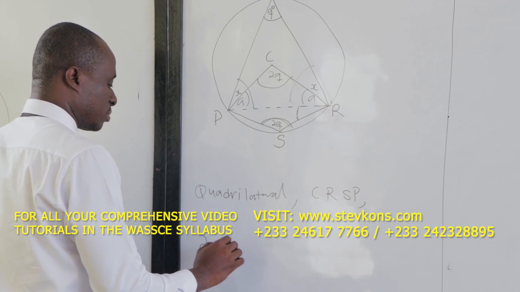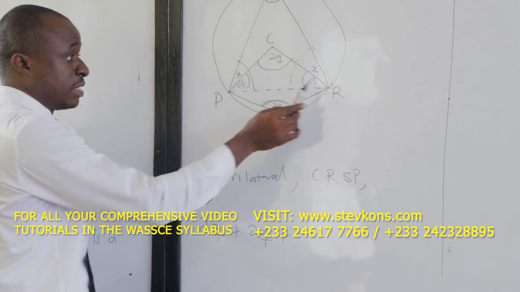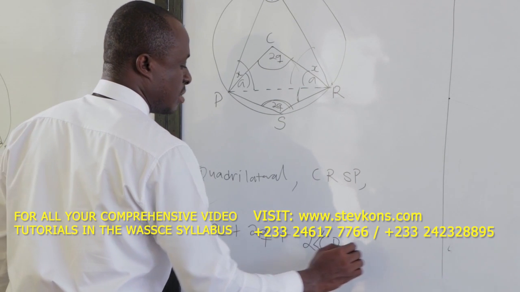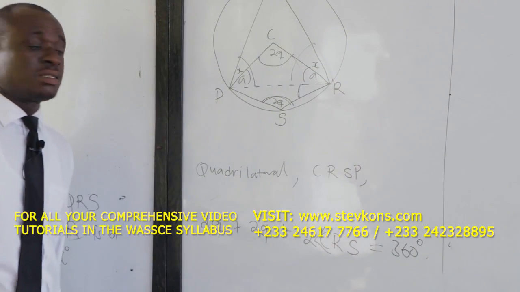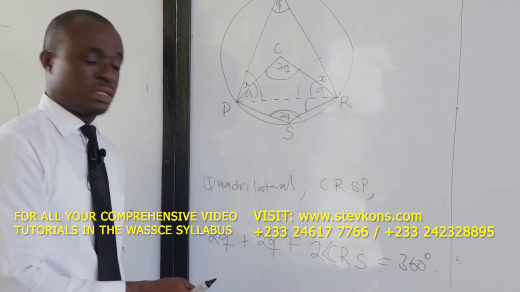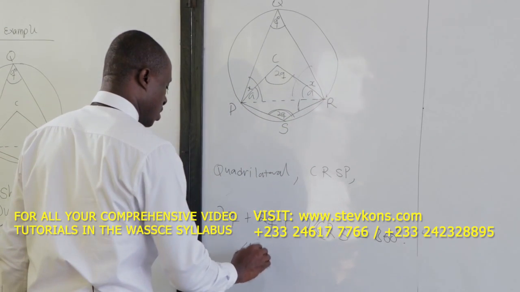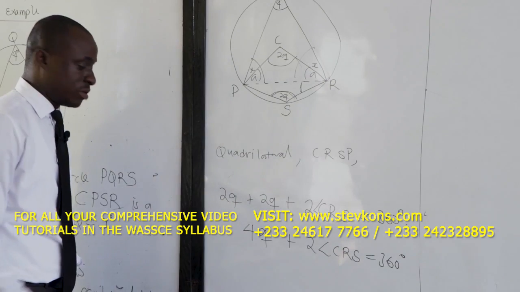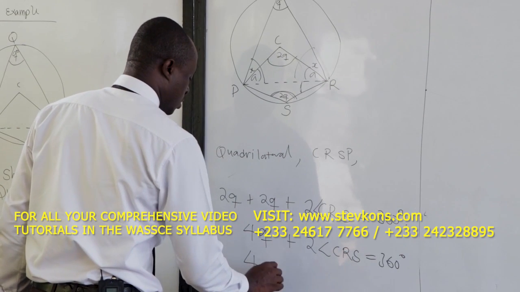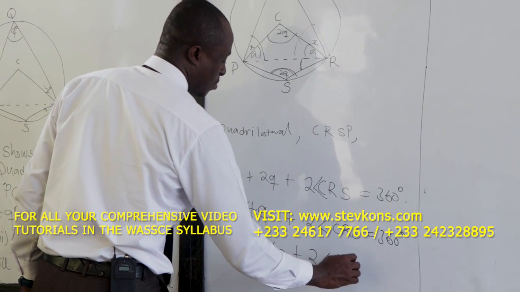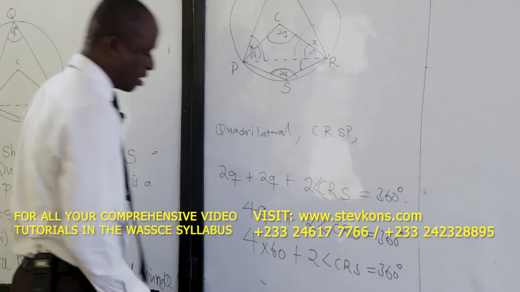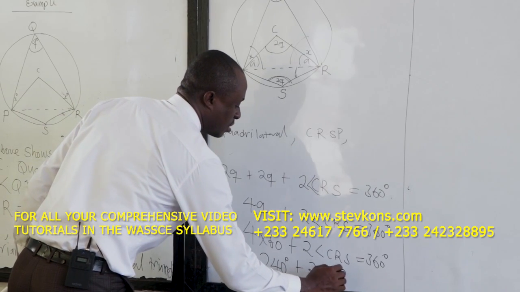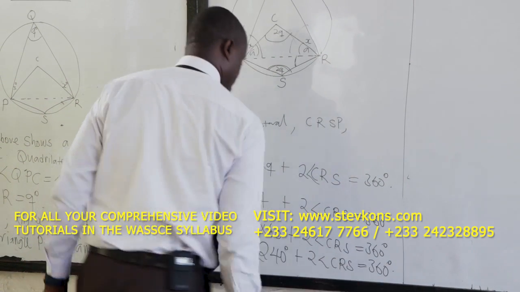Now, the angle here, this angle is the same as that angle. So you can see 2Q plus 2Q plus, now, the angle here is the same as this angle. So I can say that 2CRS equal to 360 degrees because the angle here is the same as this angle. Now, this is giving us 4Q plus 2CRS equal to 360 degrees. So what is Q? Q is 60. Now, what is 4 times 60? This is 240 degrees plus 2CRS equal to 360 degrees.